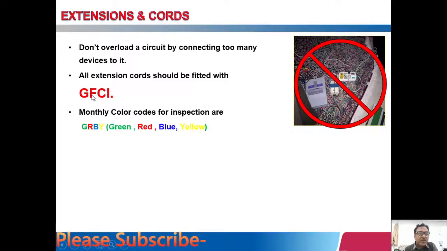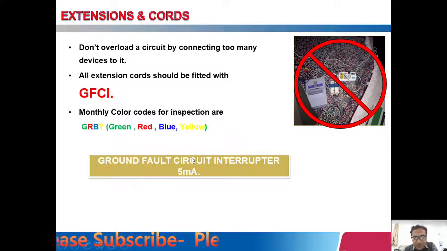GFCI basically means ground fault circuit interrupter. It basically protects the human. When there is a leakage of current, it protects the human. These ground fault circuit interrupters are set at 5 milliamperes. So when there is a current leakage, they automatically switch off that device, and the person can be protected. For monthly color codes for inspection, you have to remember this: green, red, blue, yellow. We use these 4 colors over 4 months, and after every 4 months we repeat the same.